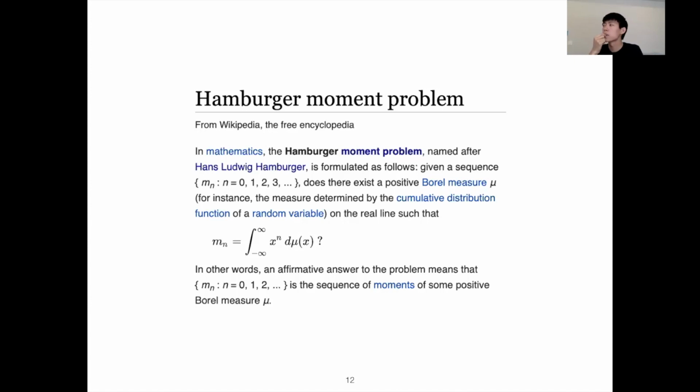We want the result to be positive. Yeah, we want mu to be positive, but you can certainly solve for mu. Say if you truncate to the finite dimensional version, you can solve for mu, but what you want to know in advance is whether the solution is going to be positive. And you want to phrase this condition in terms of these moments.